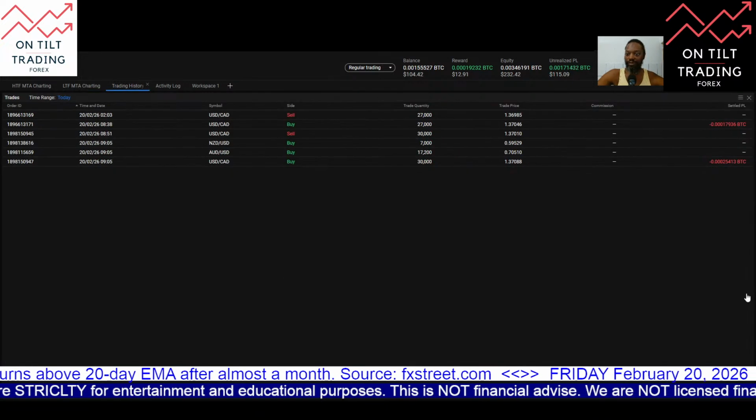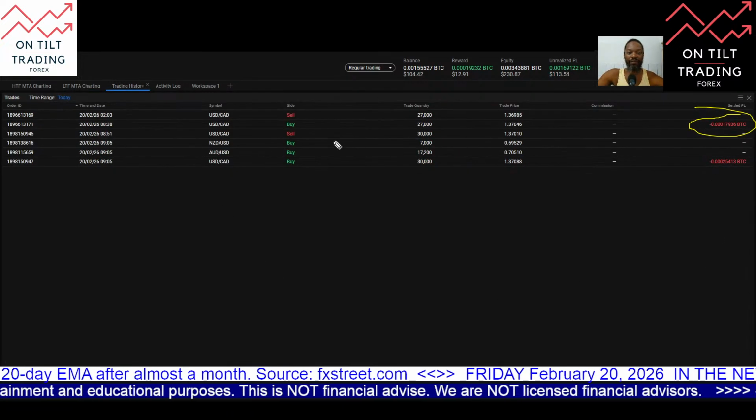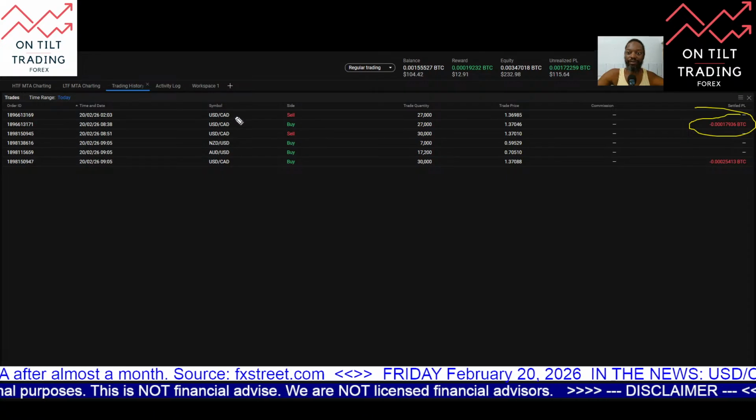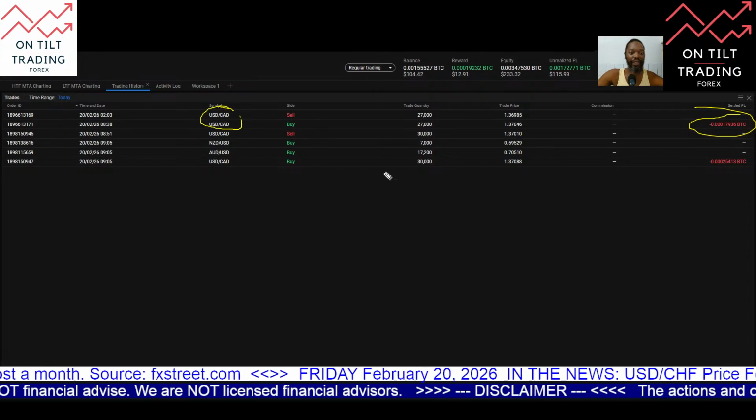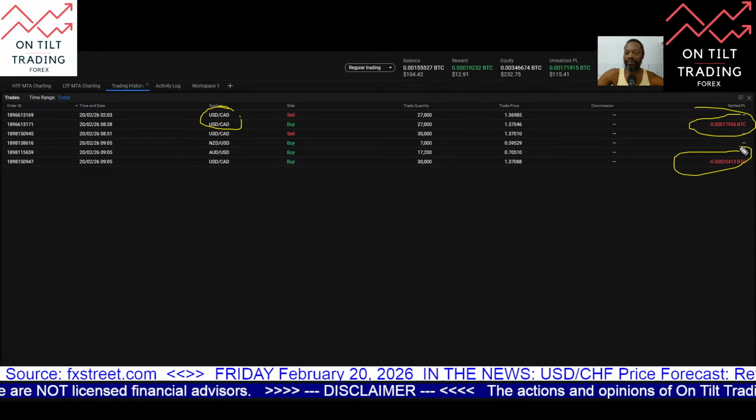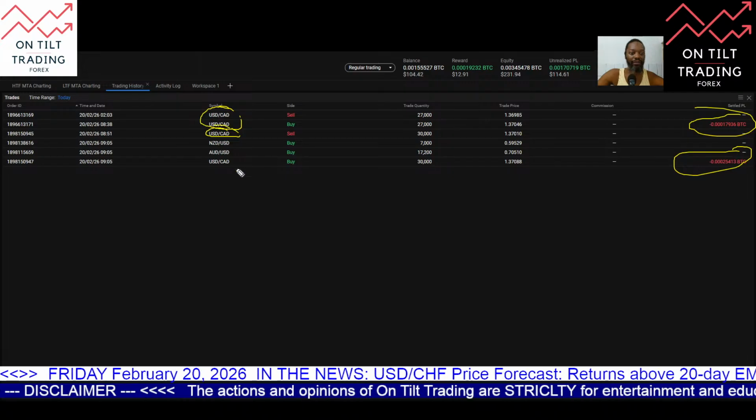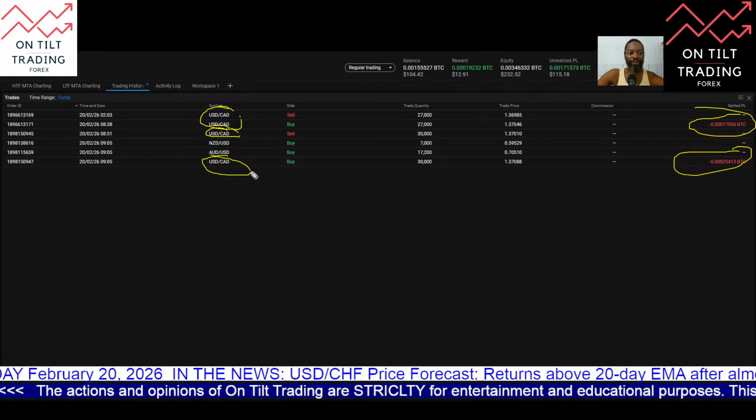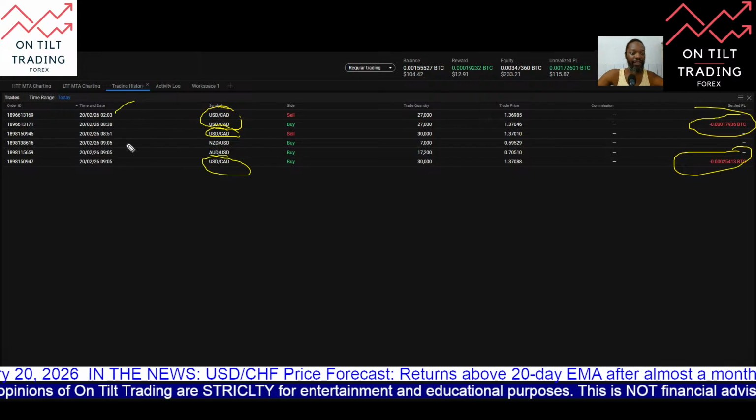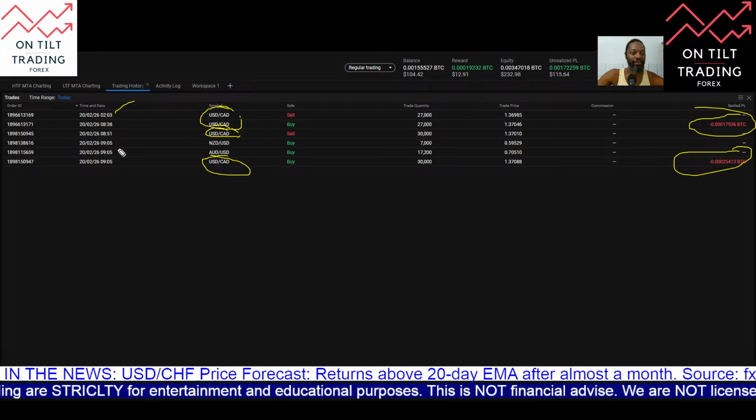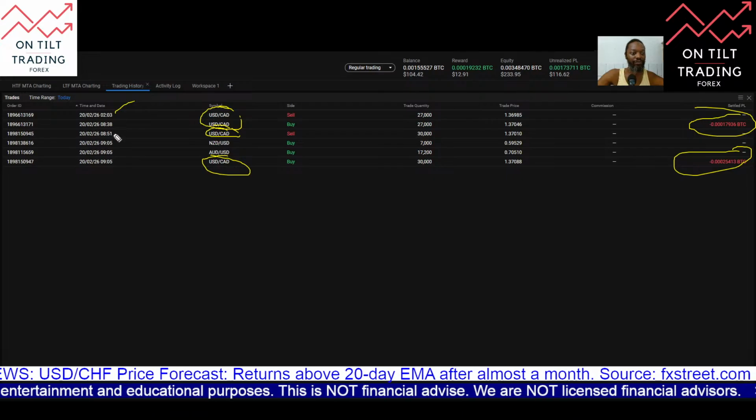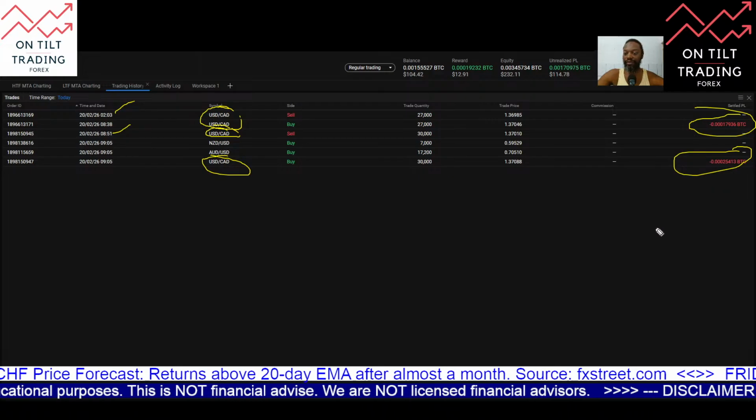Heading up to my history, here you can see the first loss on dollar CAD, and then here you can see the second loss here on dollar CAD. So these are the trades here. This one from the London session, and this one here from the New York AM session.